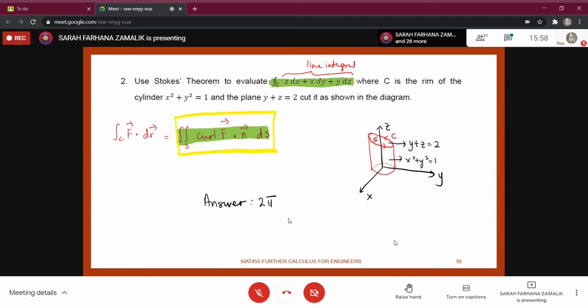If it doesn't give a diagram, you must know which one is S, which one is C. So in this case, it has told us C is the rim of the cylinder. Once again, why is our cylinder on the z axis here? Because the equation given is x square plus y square equals 1. So we know it revolves around your z positive, along your z axis.